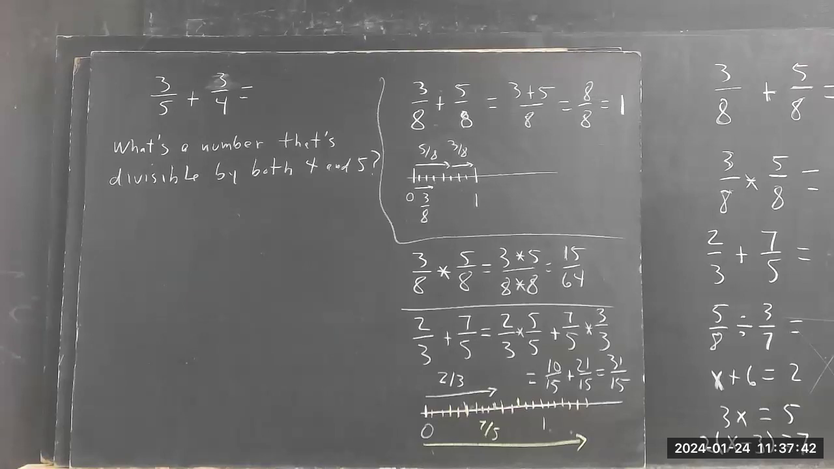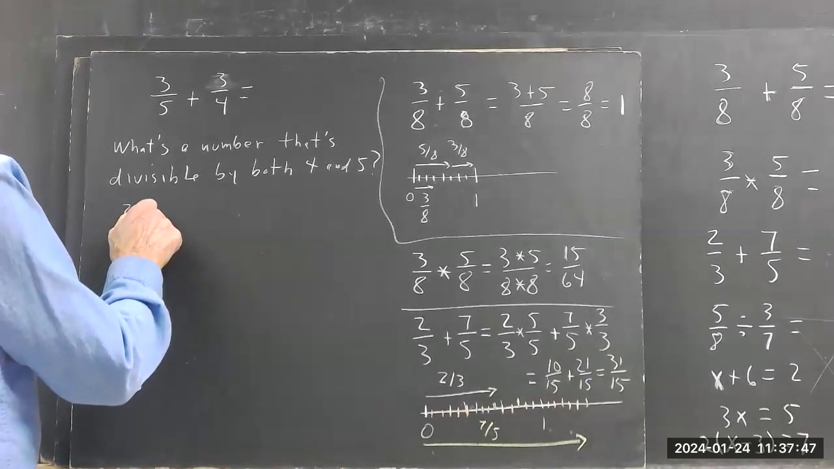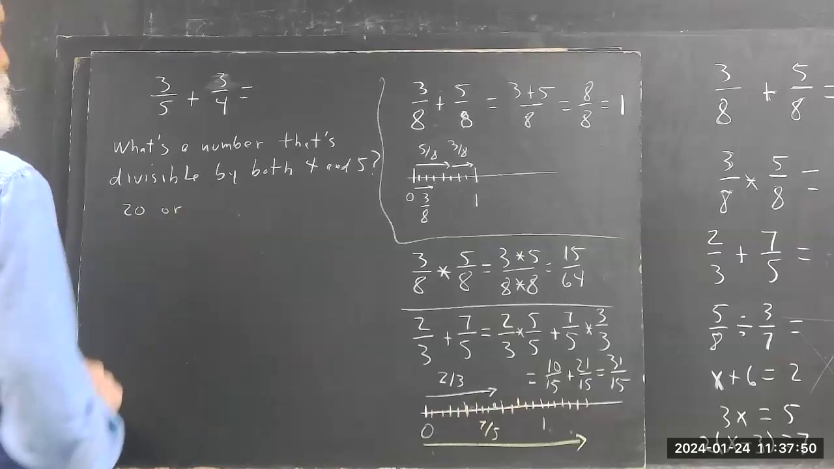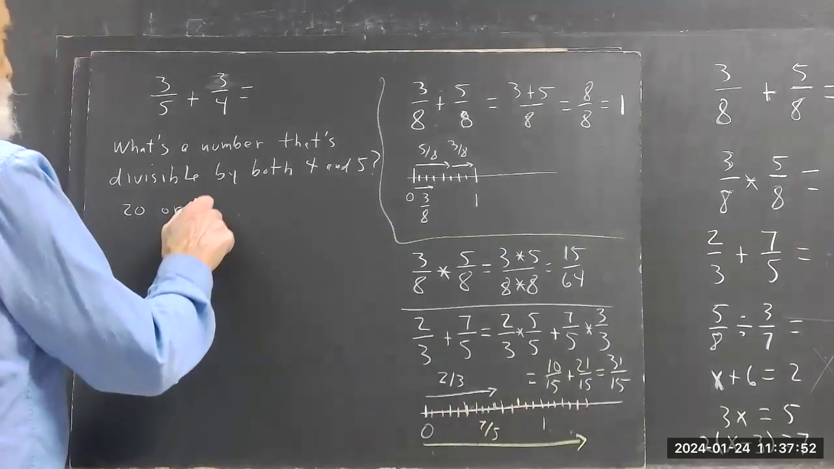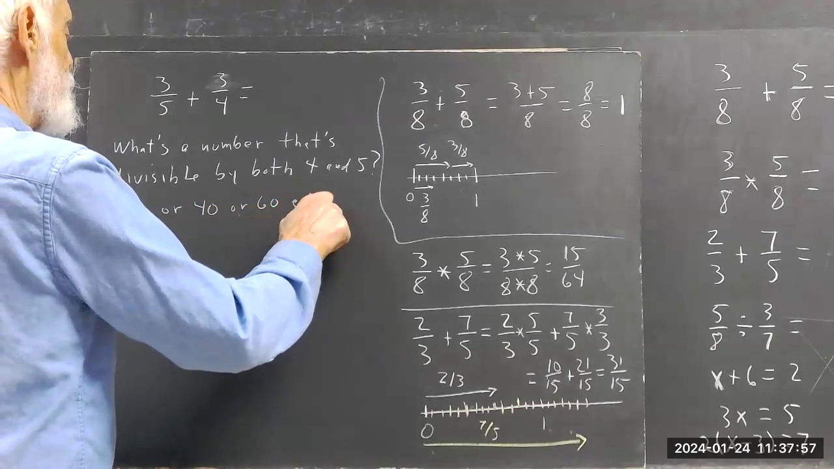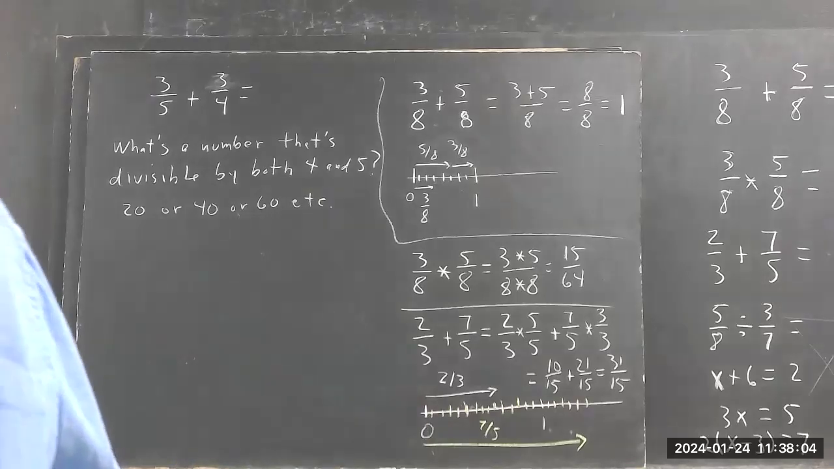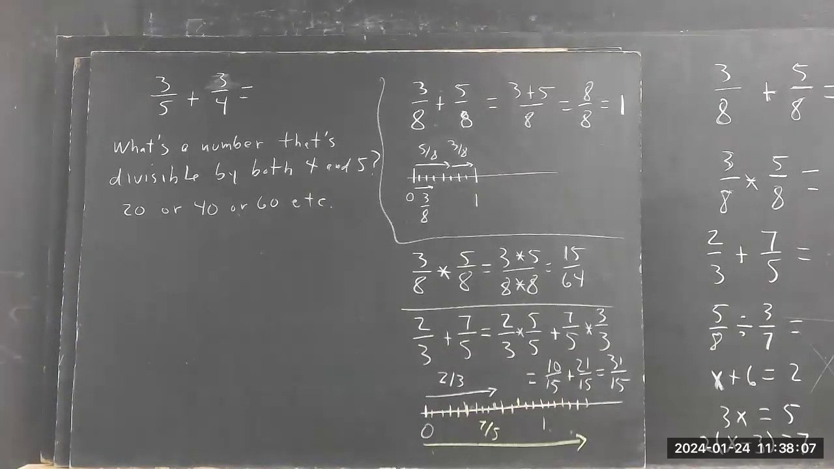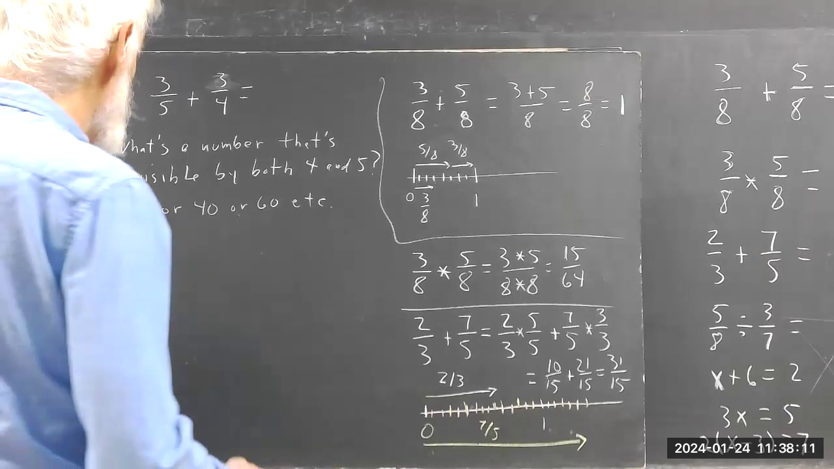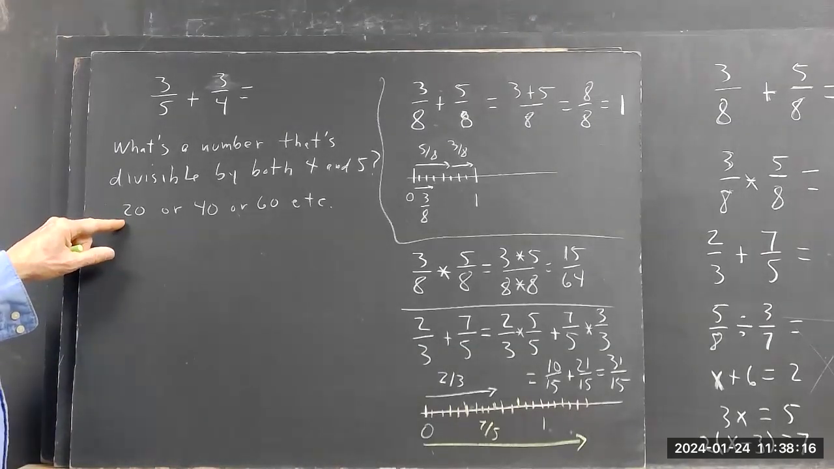Okay, so numbers divisible by 4 and 5. Well, the smallest one is 20. Okay, there are other numbers. 40, and so forth, okay? We want to use the smallest number that's divisible by both 4 and 5. Now, you can always get a number divisible by these two, you just multiply them.